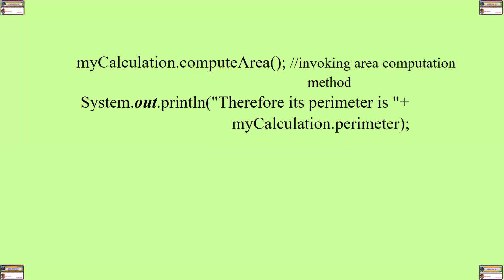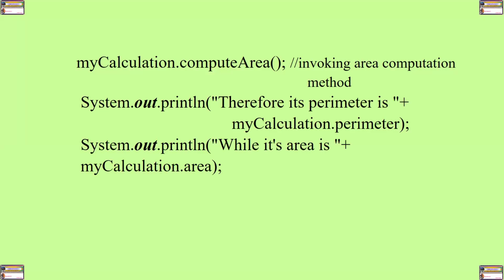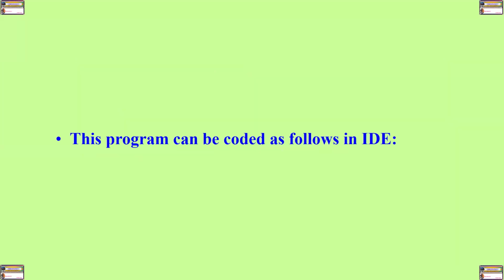Then the next statement which will be displayed on the screen is, while its area is, then the processor will go and read the value in the member called area, which is accessible through the object my calculation, and that value will be displayed here. And that is how this program for nested classes will work.